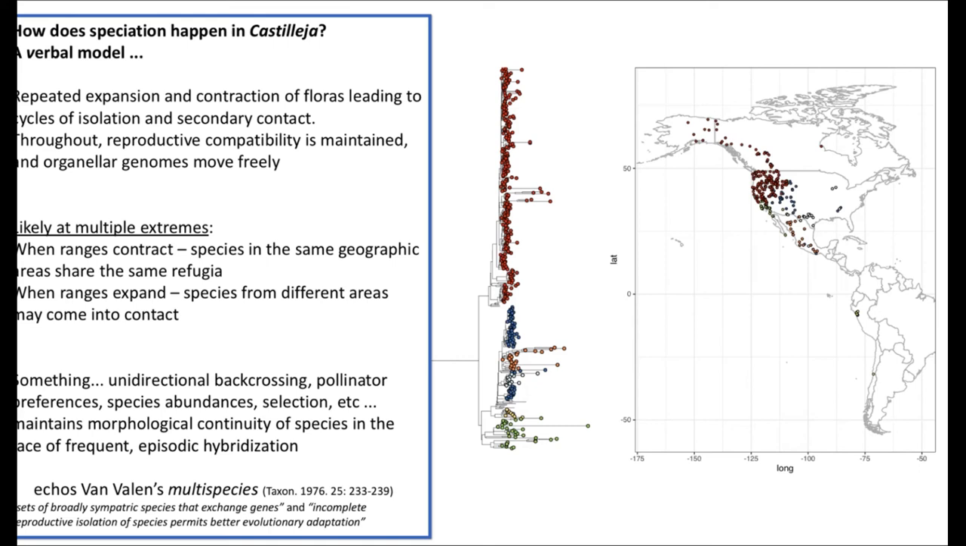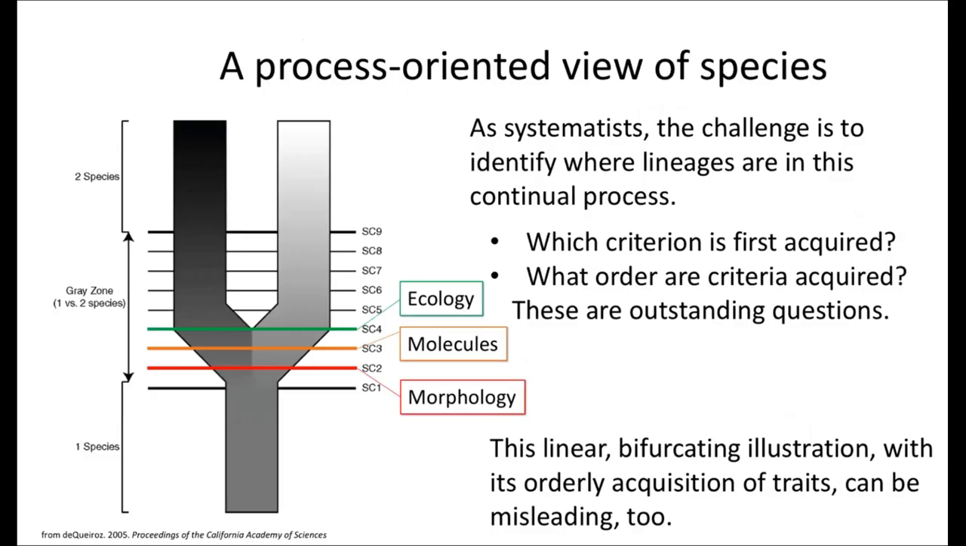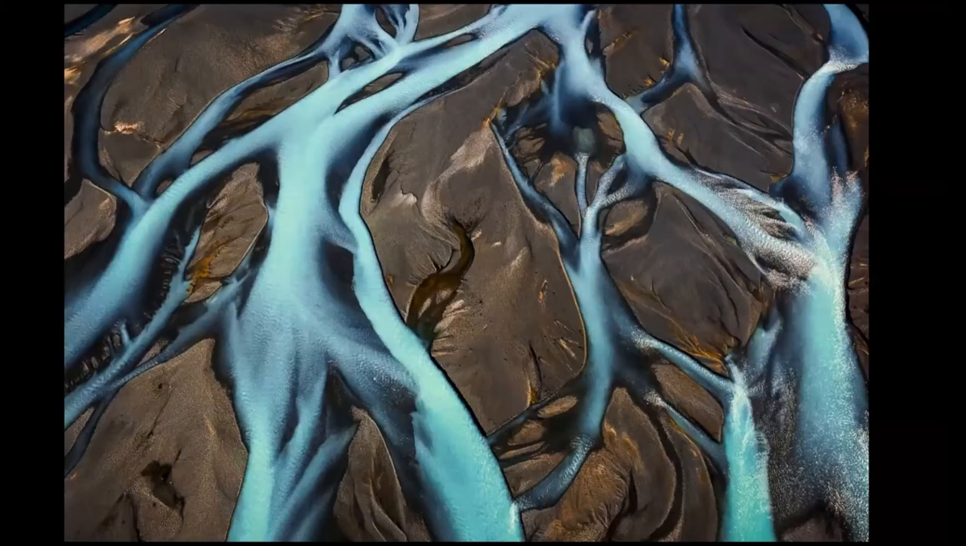So I have one more wrap-up slide, but before I do that, I want to take us back to one of the intro slides. Remember when I talked about this process-oriented view of species, and I mentioned this linear bifurcating illustration that's all orderly and clean and neat and tidy? This can be misleading. And I think this is a really good time to point out that a better model for Castilleja, and other groups of species like this, probably looks something a bit more like this, right?